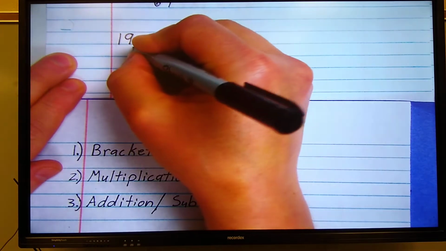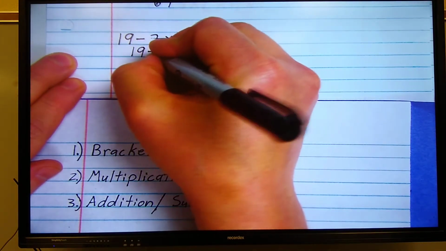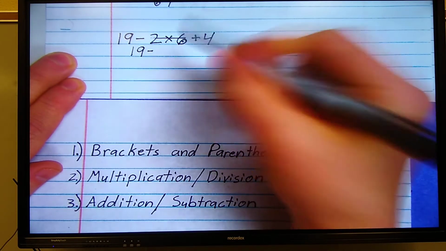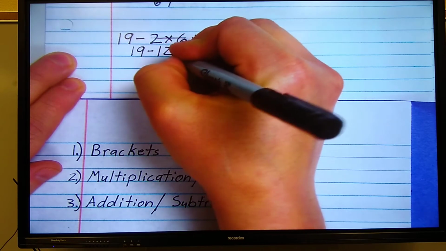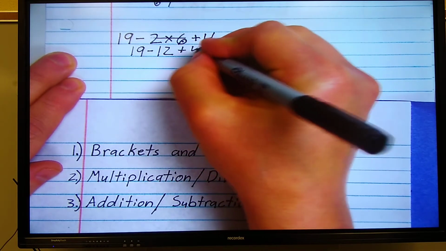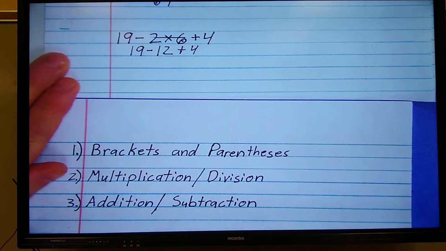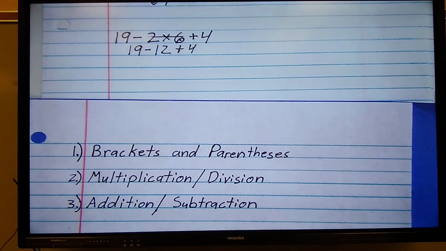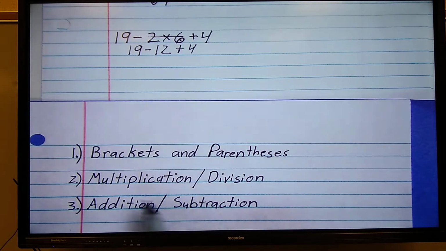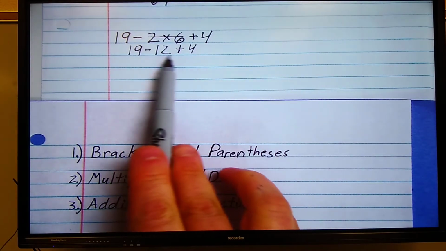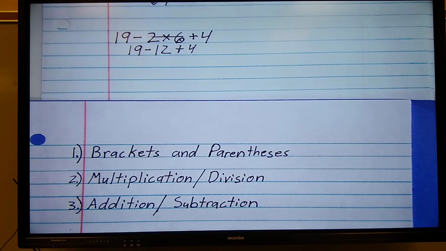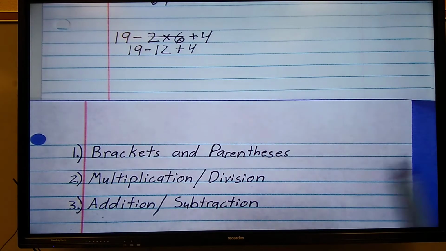So my new problem is 19 minus 12 plus 4. So I put the answer to it. Notice how I solved that. I brought the answer straight down where the problem was located. Now I'm still at multiplication and division, but I don't have any more multiplication and division. So now I can go to step number 3, which is addition and subtraction.